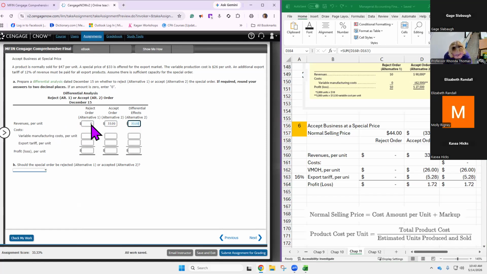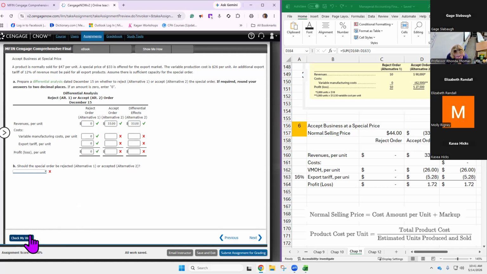Okay. If you don't accept the order, you have no costs. So we might as well just fill in 0 here, because if you reject an order, nothing is going to happen here unless they say something special does, and they didn't. All right, so here you have it. Now we're going to go to variable costs. Okay, variable costs are $26 each. And this is a cost, so it goes in as a negative, negative 26.